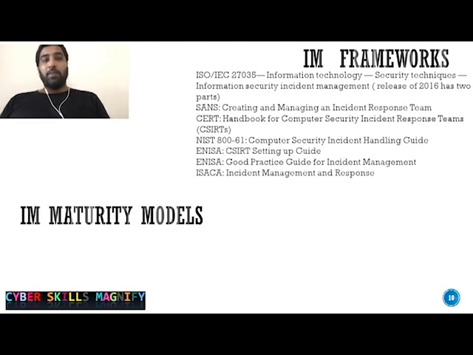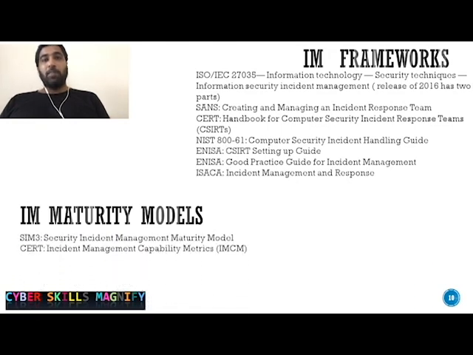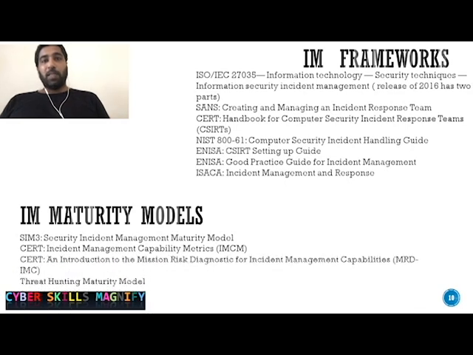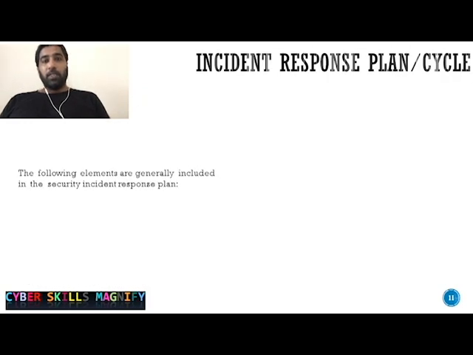Other than this, you also have the incident maturity models. This is something that you will use once your incident management is mature enough that you can go and check via this. So what is it? Security incident management maturity model, incident management capability matrix, and introduction into mission risk diagnostics for incident management capabilities. So let's go to the next page, incident response plan or cycle.